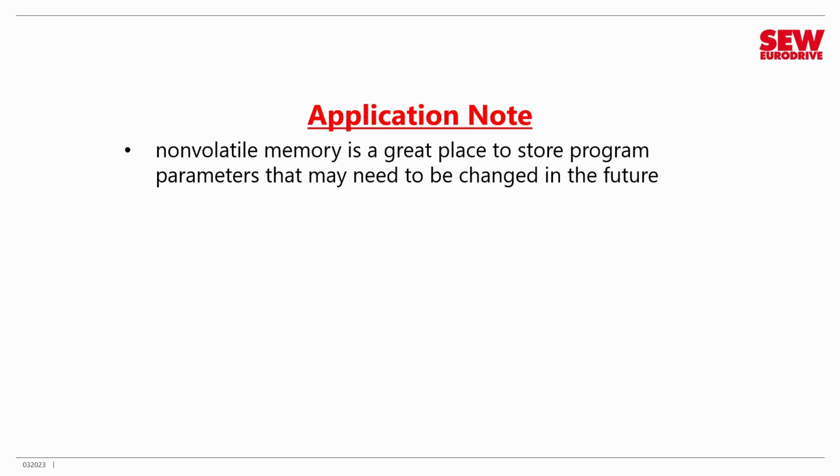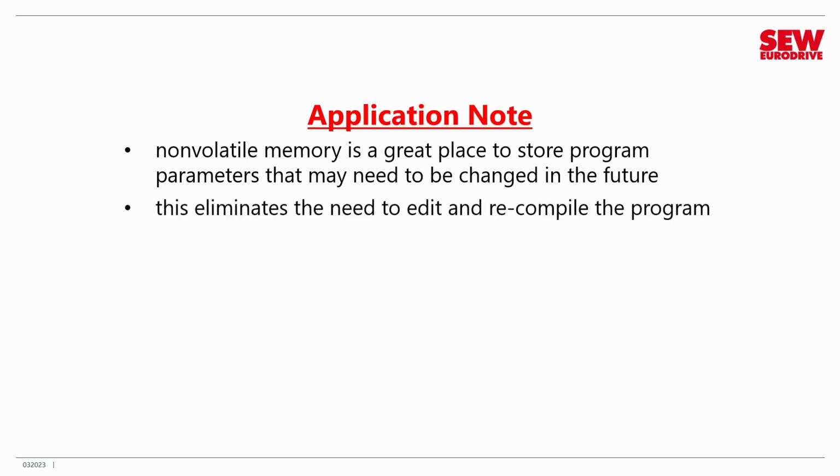Okay, before we look at the magical function that does this, let me give you a few application notes. First of all, non-volatile memory is a great place to store program parameters that may need to be changed in the future. In other words, instead of storing them as constants in your code, just put them in non-volatile memory, and that can then be loaded by the program into the application. That way, if you've got to change some parameters, you don't have to go in, modify the code, and recompile it. You just go into non-volatile memory. So this eliminates the need to edit and recompile the program.